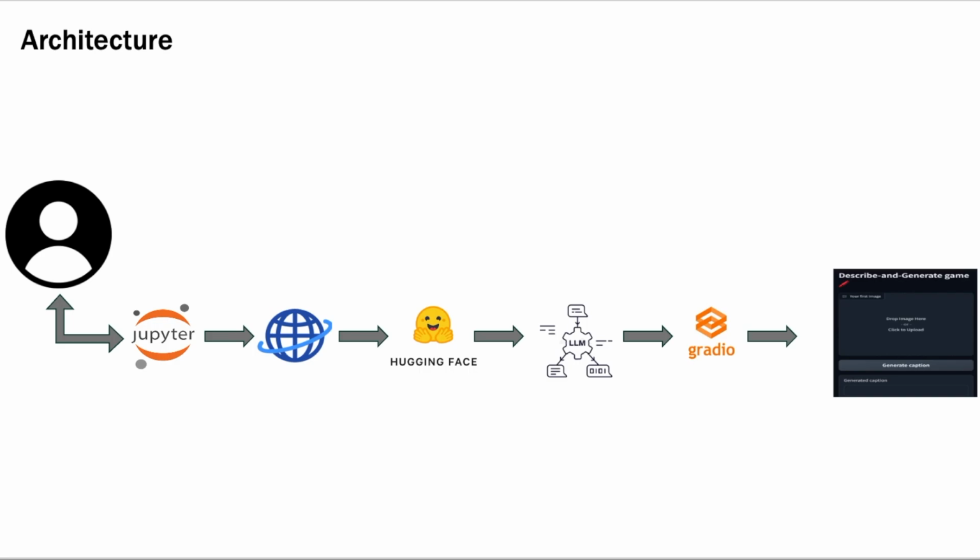Lastly, Gradio will be used to create a web interface for the machine learning model. So this is what will allow you to upload an image into the box, and then it will generate your caption. And then once the caption is generated, it will generate your new image.